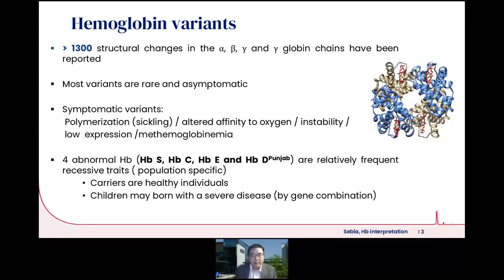So the more common hemoglobin variants would be your hemoglobin S, C, E, and D Punjab. Right? These would be the more common variants that could even be very endemic in the population. And in such situations, we may sometimes see combinations of different variants. So while the heterozygous variants may appear to be normal, any combination of these variants would then lead to a more severe clinical presentation. And children may then be born with a more severe disease.